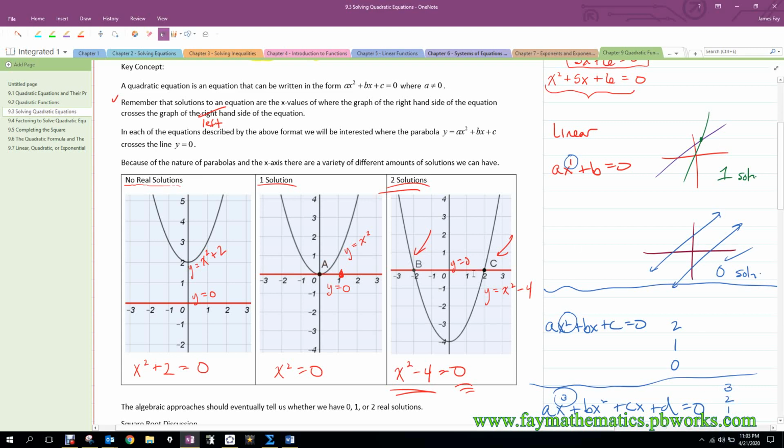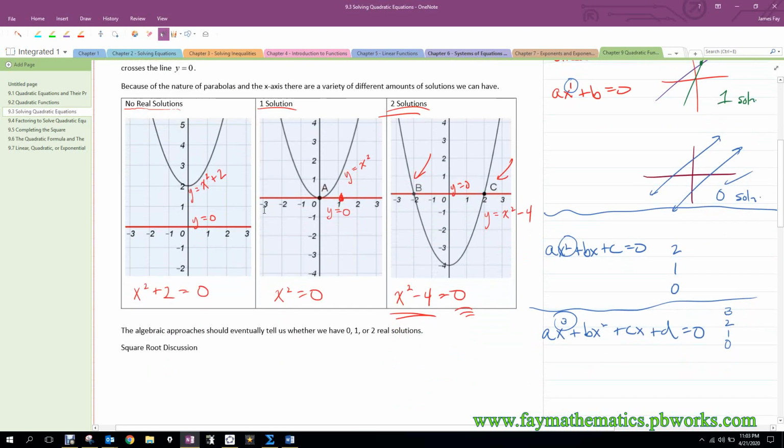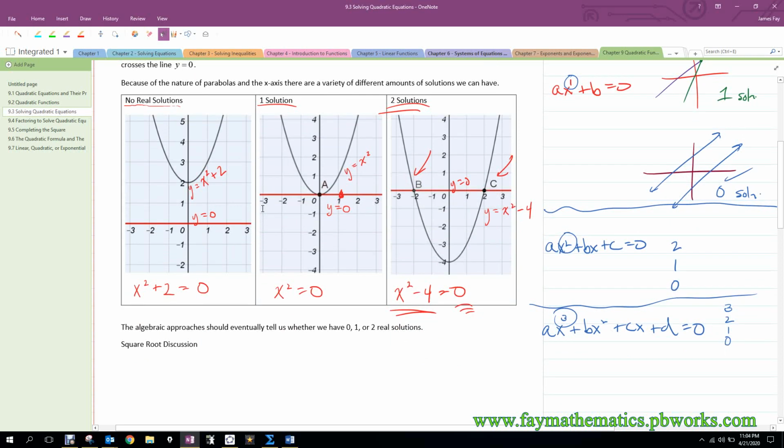But right now, obviously, we're focusing on these x squared equations. So this is how many solutions we can have for the things that we do throughout this section and in the next couple sections. Okay, the algebraic approaches should eventually tell us whether we have 0, 1, or 2 real solutions. And let's investigate that a little bit here.